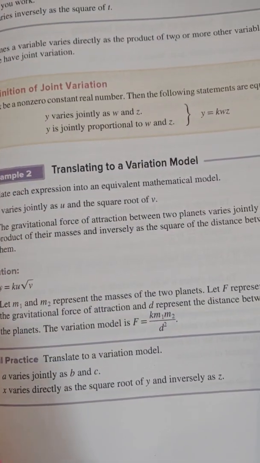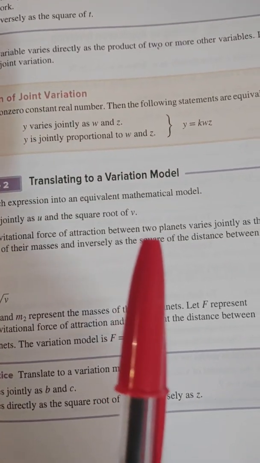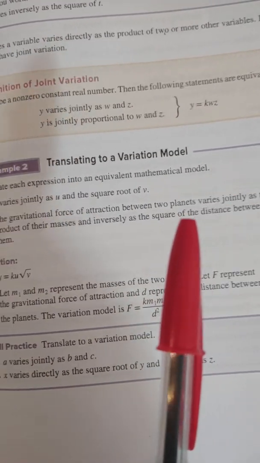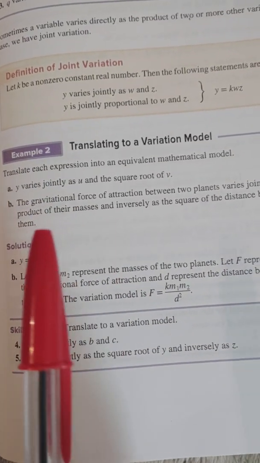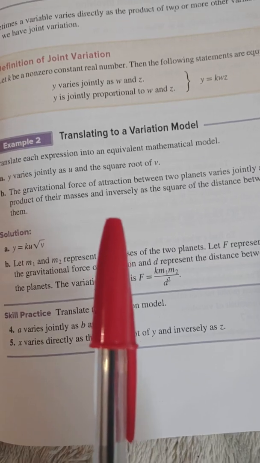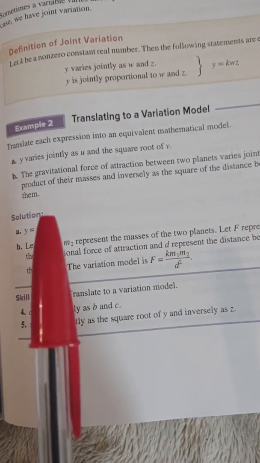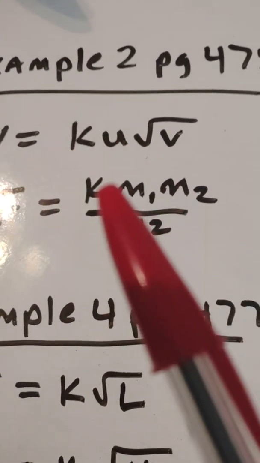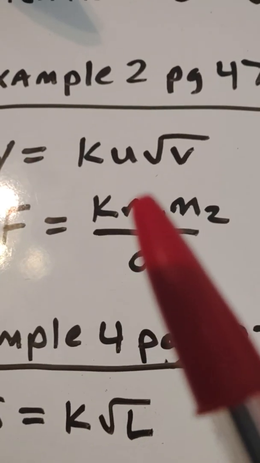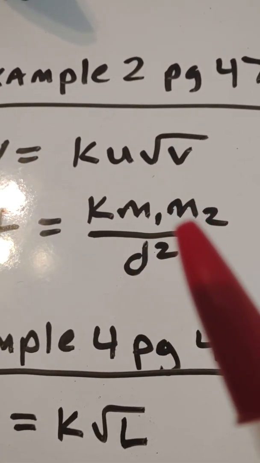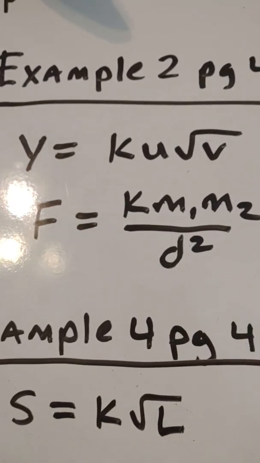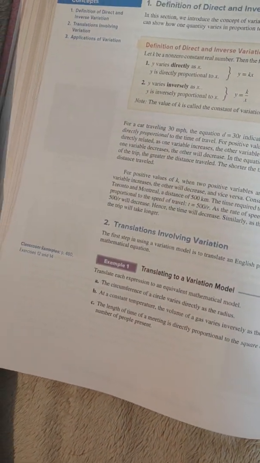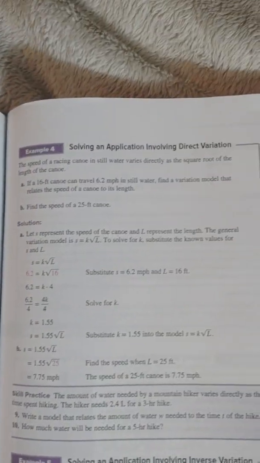The last one says gravitational force of attraction between two planets varies jointly as the product of their masses, which means directly, and inversely as the square of the distance between them. So force, K on top, remember K is always in the numerator's place, times the product of their masses, mass 1, mass 2, over the square of their distances. Now here's the type of problems I'm going to give you on a test.